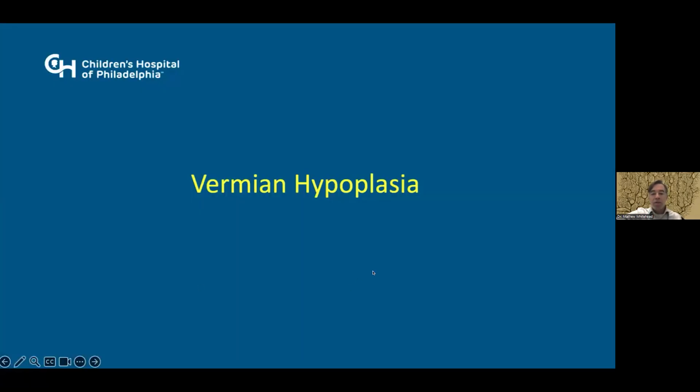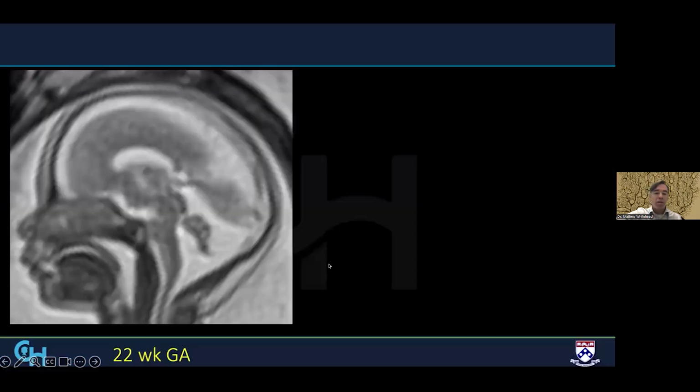So vermian hypoplasia, I put this in the talk because you can have enlarged fluid spaces with vermian hypoplasia for two reasons. One, ex vacuo enlargement. Two, you can actually have a concurrent Blake's pouch cyst, which we often see with vermian hypoplasia, as in this case. So here's a 22-week gestation, some mild tegmental vermian angle elevation, a flat fastigial recess. There's this tissue here at the lower margin of the vermis.